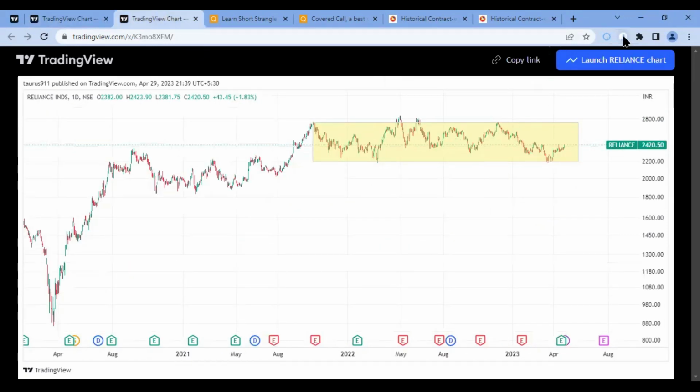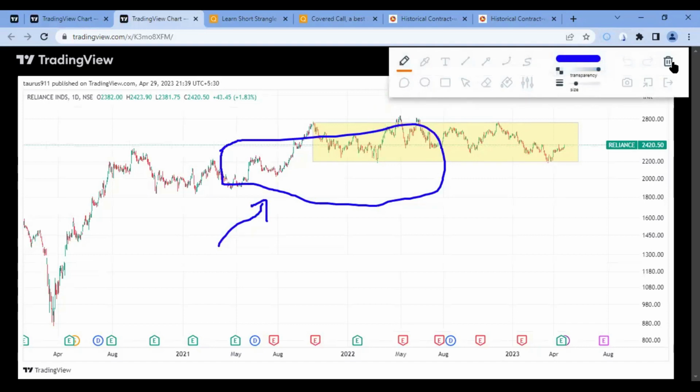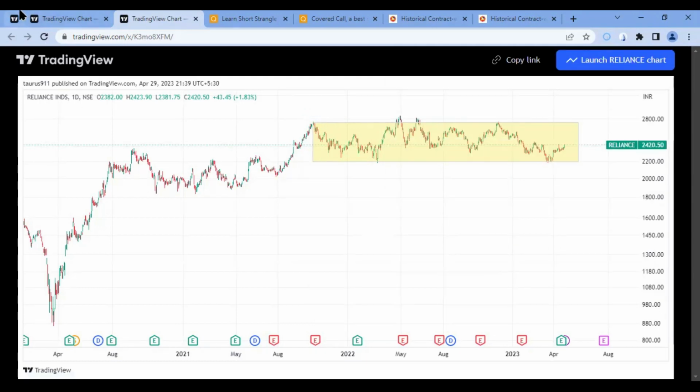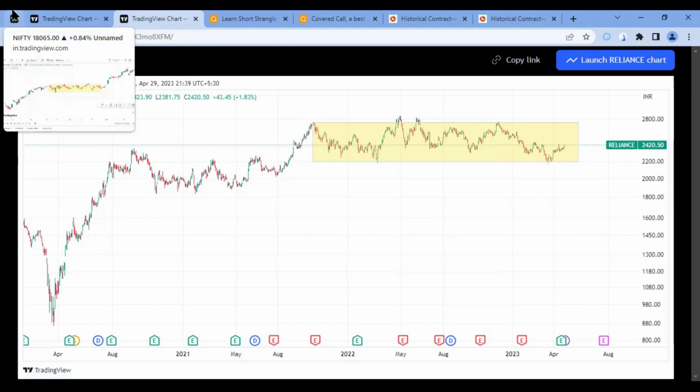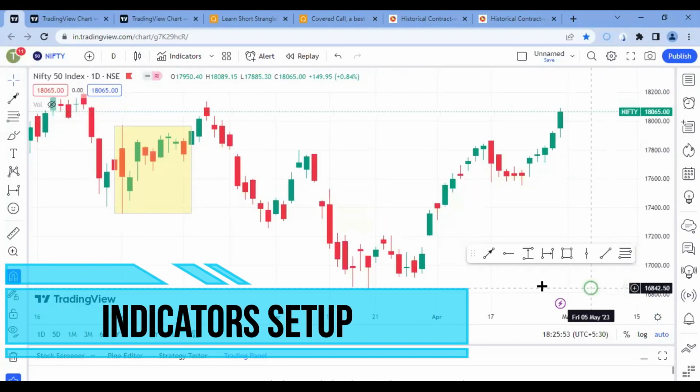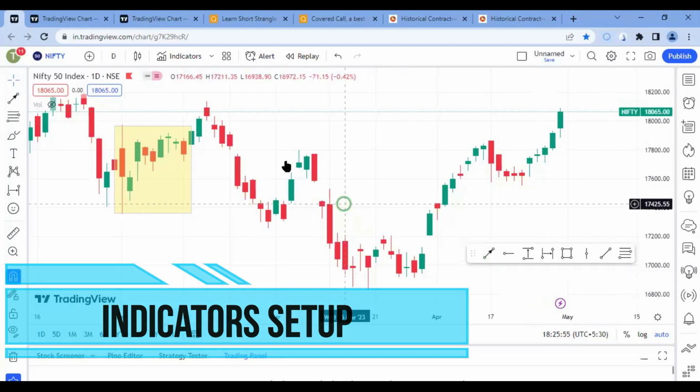Here again is a rectangle on a larger scale. You can see in Reliance, I think it made a top somewhere near September 2021, and since then it is trading in a range. So this is a kind of rectangle pattern. A similar pattern we have to look for on the hourly chart, and then we can trade it on options. So those are the three patterns that I wanted to talk about. Next we will see the different indicators that we can use to identify such a sideways market.